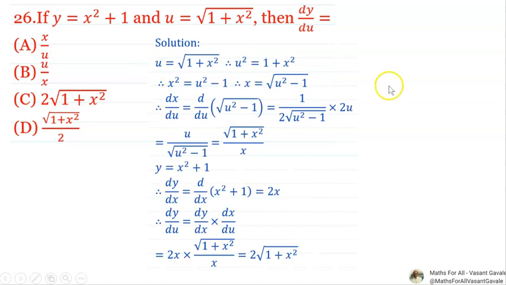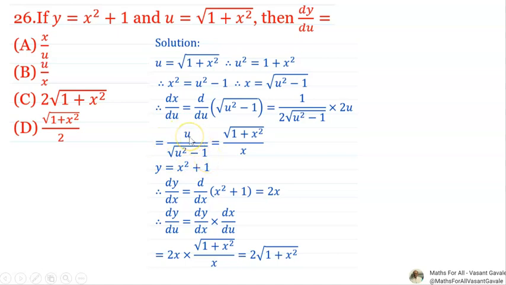We can also do it like this, that is u is equal to root of 1 plus x square. Therefore squaring on both sides, you will get u square is equal to 1 plus x square. Therefore x square is equal to u square minus 1, therefore x is equal to root of u square minus 1. dx upon du is equal to d du of root of u square minus 1, and that's equal to 1 upon 2 root of u square minus 1. Derivative of u square is 2u, the 2 gets cancelled. Then you will get u upon root of u square minus 1.